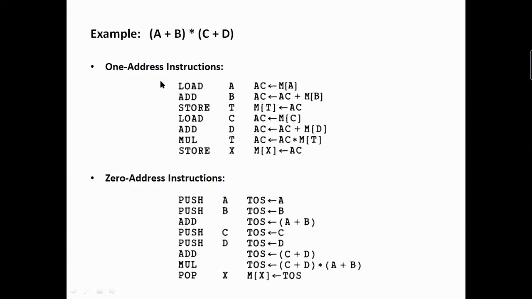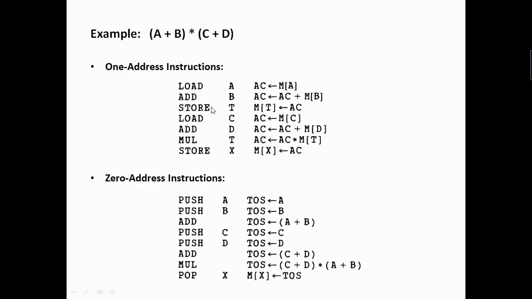So in a computer where the central thing is the accumulator and everything goes to the accumulator, this can be easily implemented. We just write load A, so A goes into the accumulator, then add B means B will be added to the accumulator and the answer will be stored there. Once we have added A and B, we cannot load C now because it will overwrite the accumulator. We need to store the contents of the accumulator in memory.